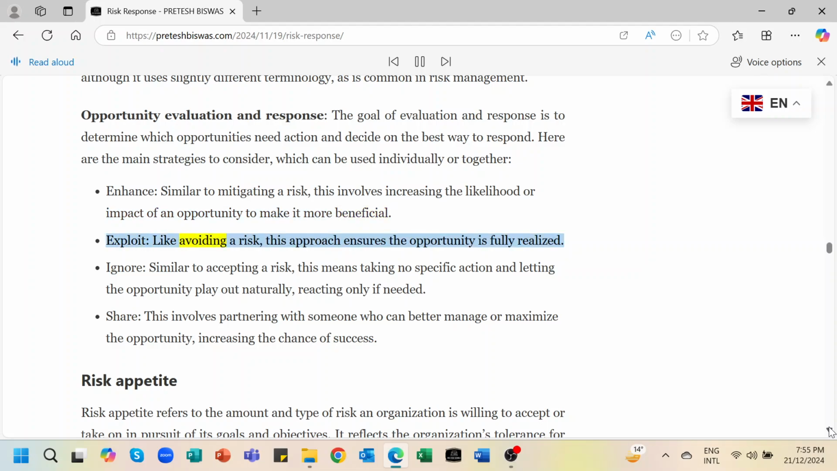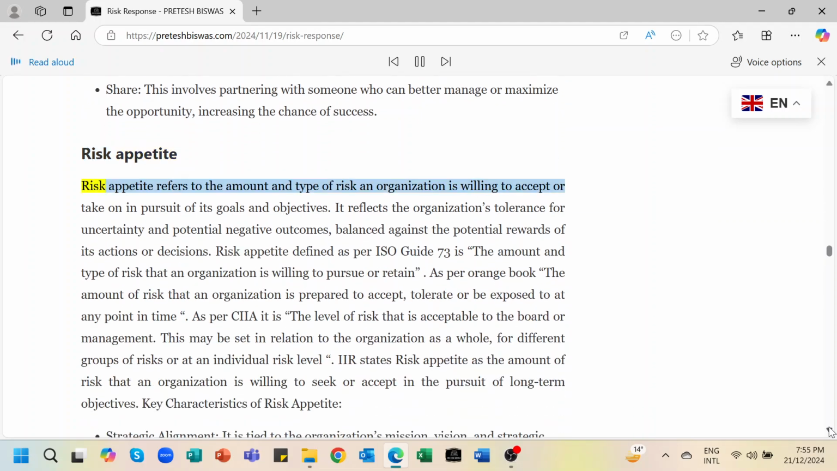Exploit. Like avoiding a risk, this approach ensures the opportunity is fully realized. Ignore. Similar to accepting a risk, this means taking no specific action and letting the opportunity play out naturally, reacting only if needed. Share. This involves partnering with someone who can better manage or maximize the opportunity, increasing the chance of success. Risk appetite. Risk appetite refers to the amount and type of risk an organization is willing to accept or take on in pursuit of its goals and objectives.